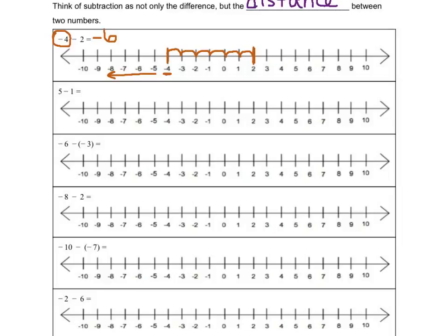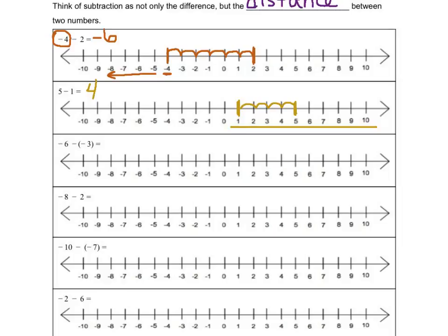All right, so 5 minus 1. This is one most of us are going to know the answer to, but just to represent the distance, we have a 5 and we have a 1, both numbers being positive, and if you count the distance, 1, 2, 3, 4, you would have 4. And again, if we think about this somewhat logically, because we are completely on the positive side of the number line, my final answer is going to be positive.